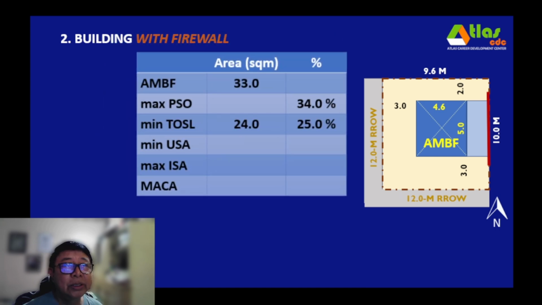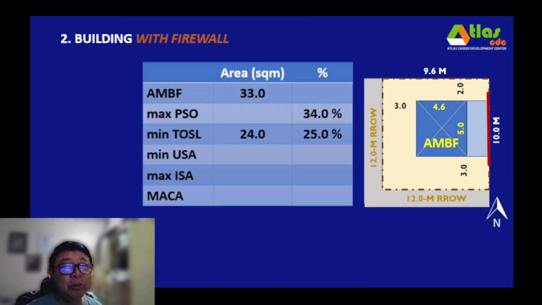So this is now our summary. So you will see here that our minimum TOSL is only 25%, which means that if we are going to consider the maximum PSO, it means that your open space actually can be bigger than the minimum requirement of 25%.